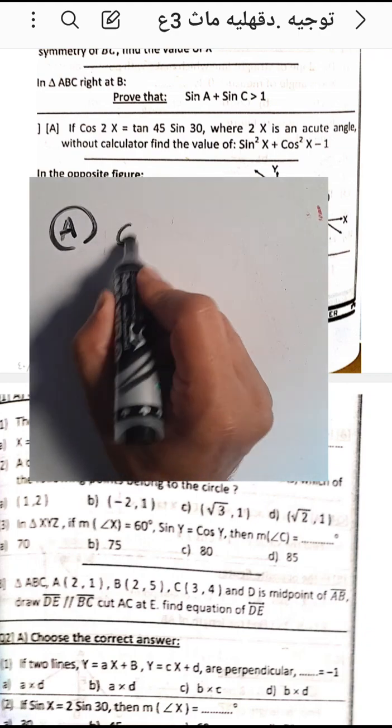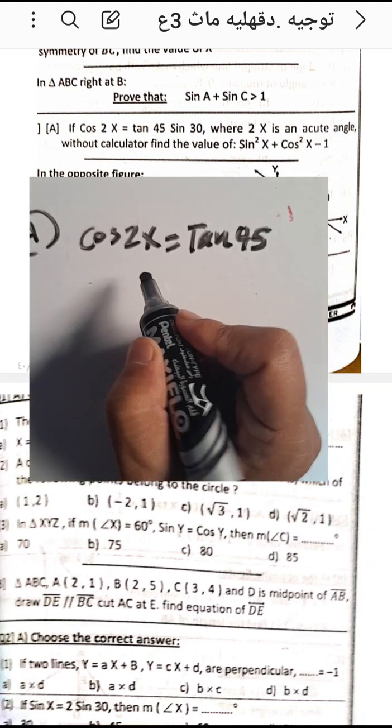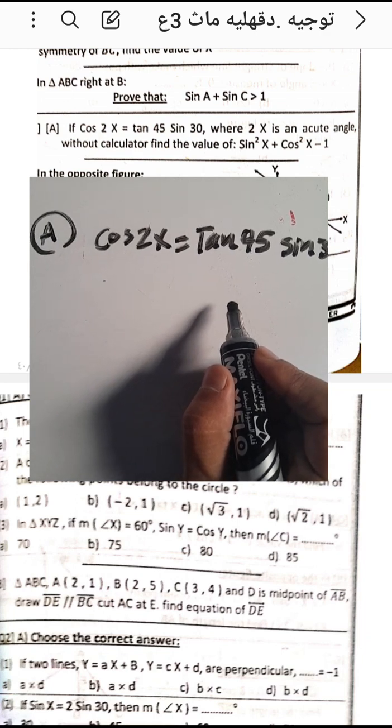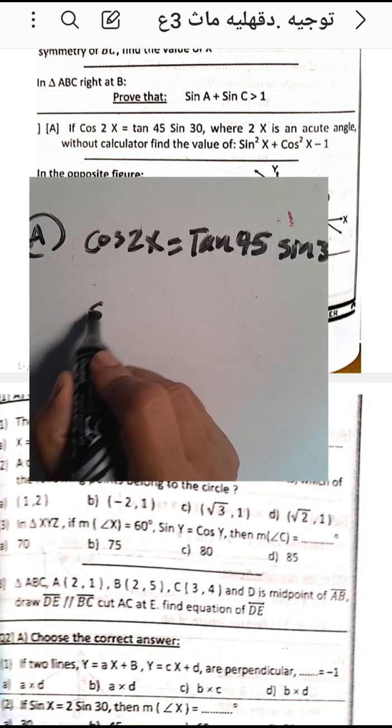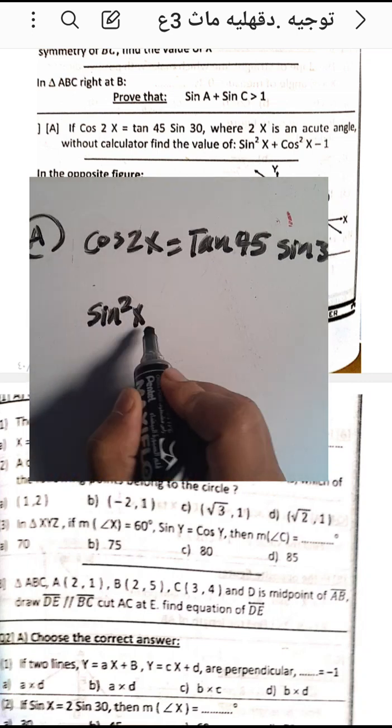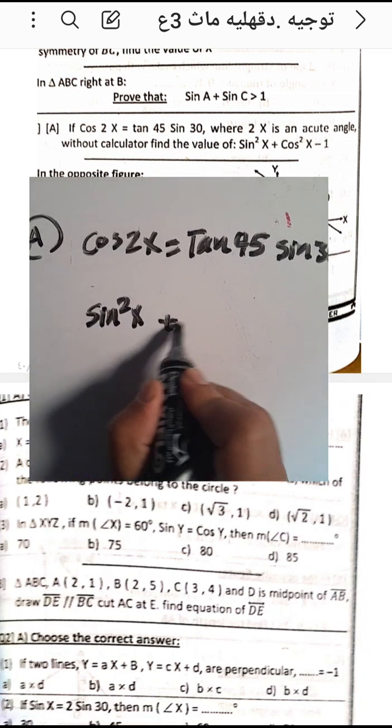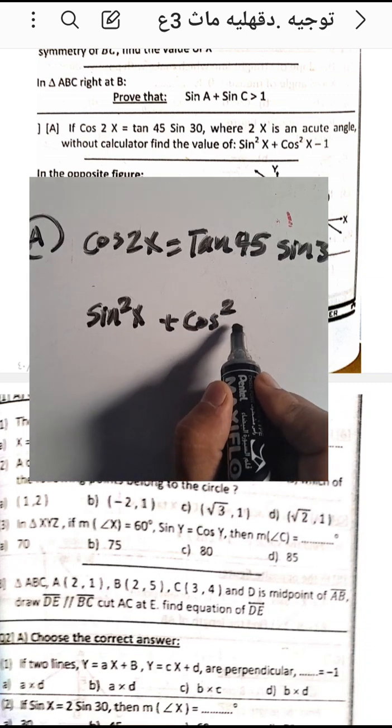Next question here, number E. If cosine 2x equals tan 45 sine 30, where 2x is an acute angle, without calculator, find the value of sine square x plus cosine square x minus 1.